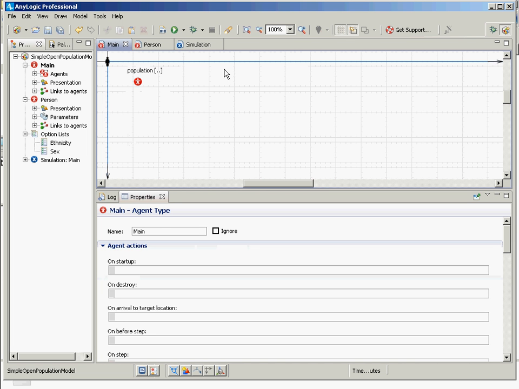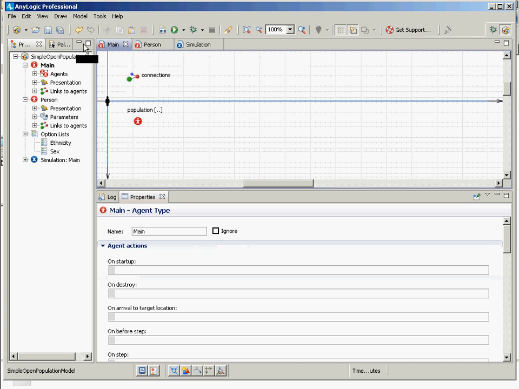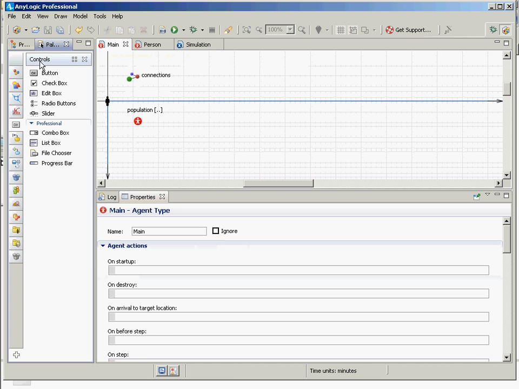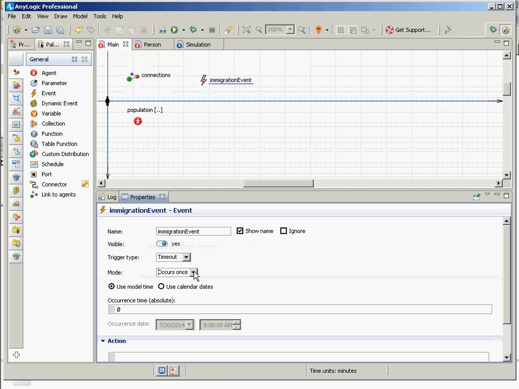Okay, so folks, to have immigration going on, we're going to have immigrants arriving at a certain rate into this population. Well, the mechanism we would use for that is something called an event. We could drag in an event, and this will be the immigration event. And the immigration event will be not just something that occurs once. Remember we saw an event before that computed statistics. That only occurred once.